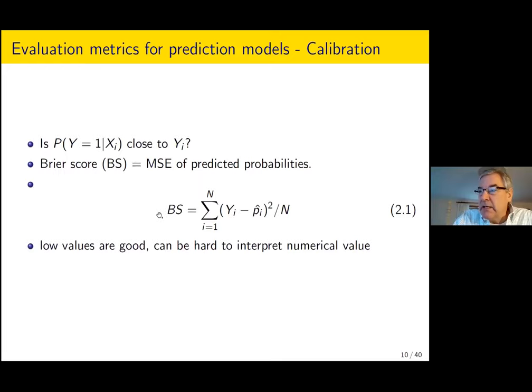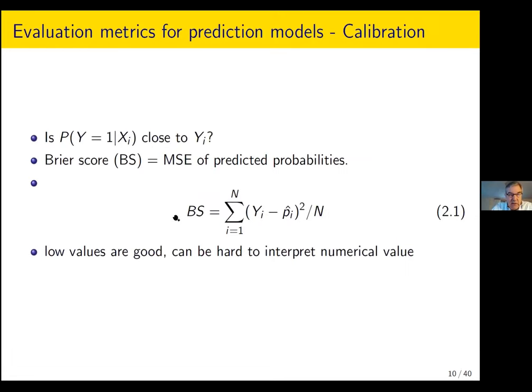Now the Brier score is a little harder to interpret. You know, if I tell you a Brier score of 0.27, you say, oh, is that big, is that small? You don't know. It's all sort of relative to some other model.